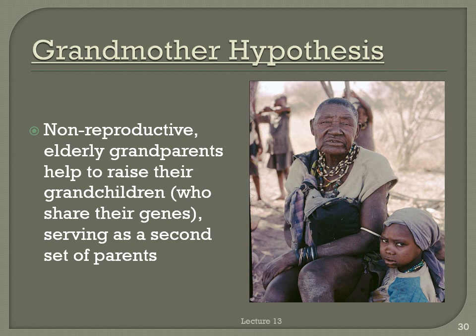Another explanation is the so-called grandmother hypothesis. Non-reproductive, elderly grandparents help to raise their grandchildren, serving as a second set of parents. Elderly people could choose to have more children of their own, but that's extremely strenuous on their increasingly old bodies. They run the risk of dying before their latest children are raised, and that would be disastrous for both them and the young kids. On the other hand, grandparents share, on average, 25% of their DNA with their grandchildren.